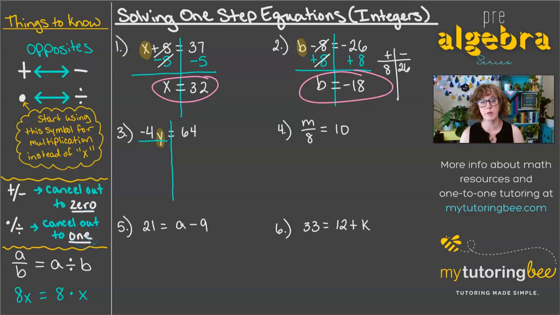We want to wind up with 1y, not 0y, because 0 times anything, no matter what y would be, is going to equal 0. So that's not going to give us a true answer. We want 1y on this side of the equation. So we are going to divide by -4 because -4 divided by -4 is going to give us 1. Okay? And we're going to do the same thing on this side, 64 divided by -4.